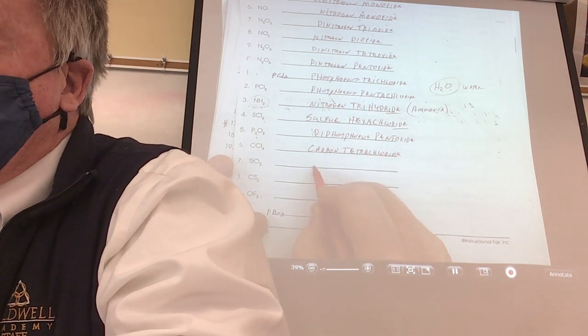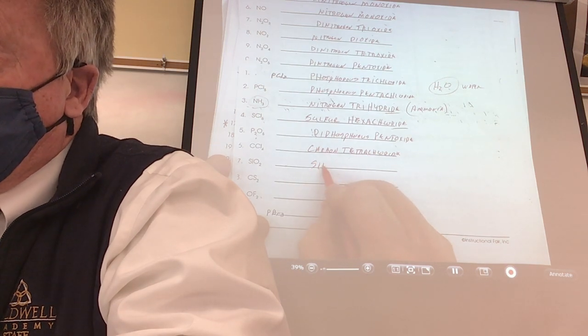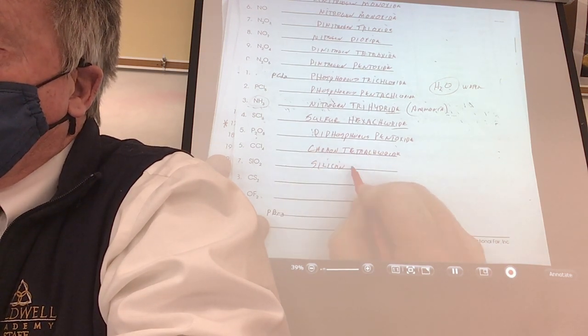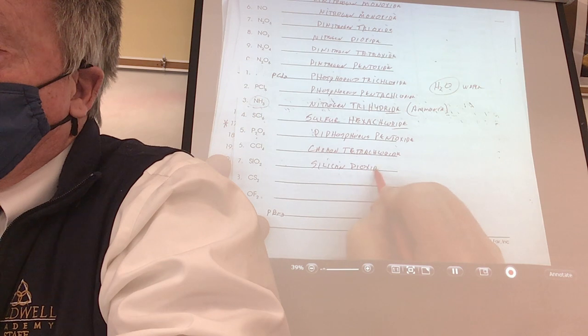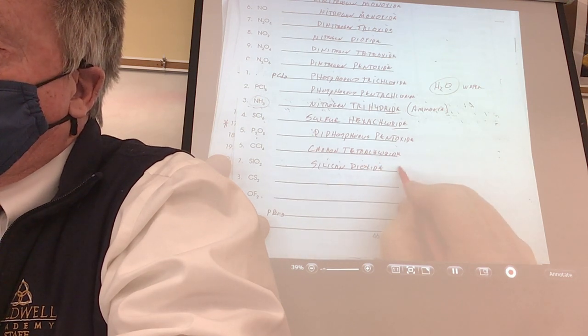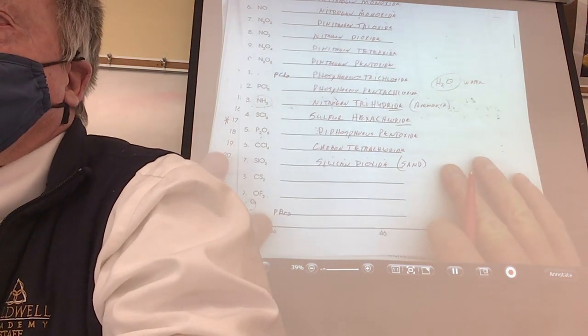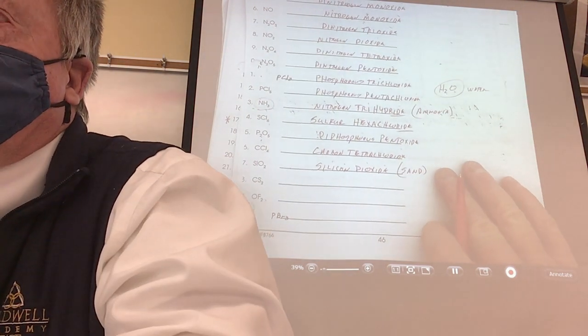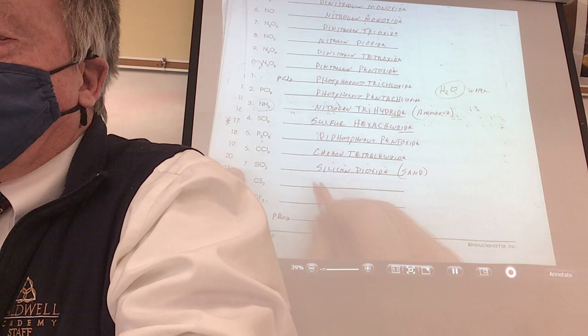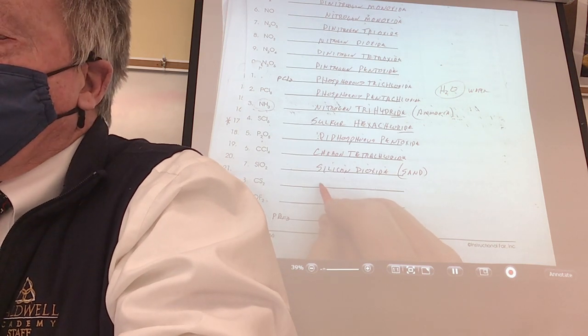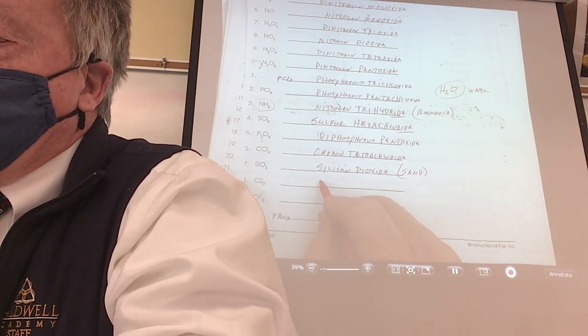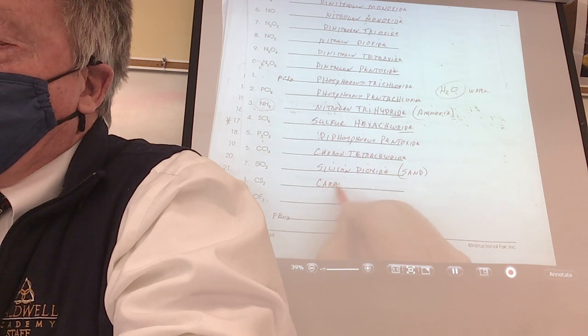All right, go. Silicon dioxide. Yes. By the way, you know what we call that when we go to the beach? Sand. Sand is silicon dioxide. Yes. Okay, ready? Next one. Carbon disulfide. Yes.